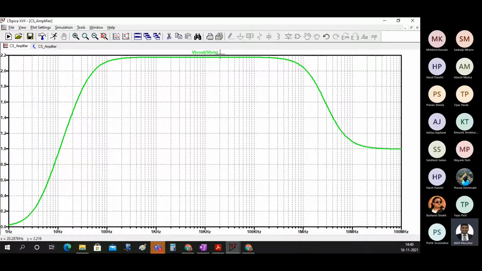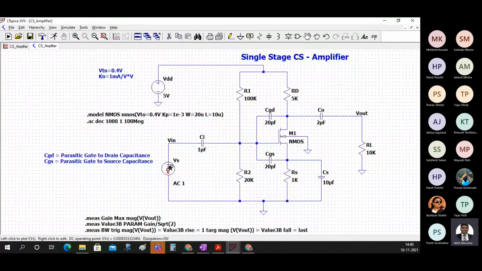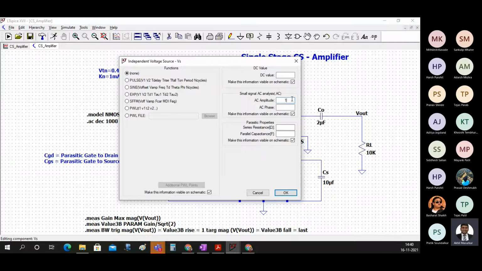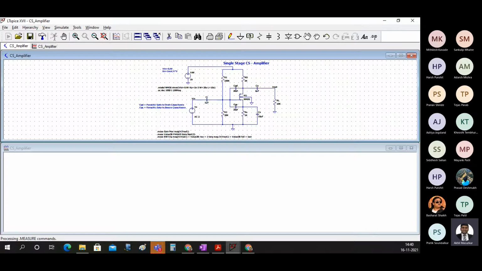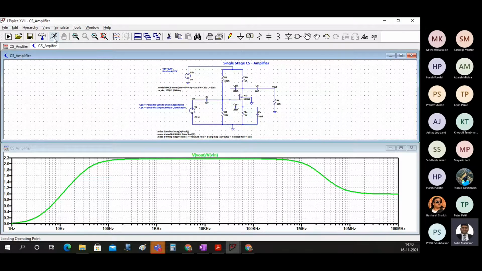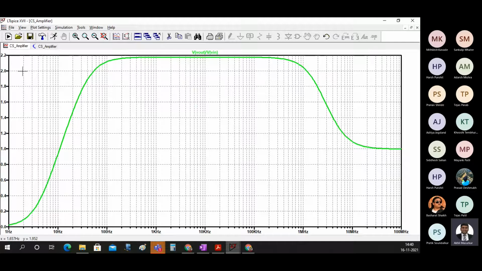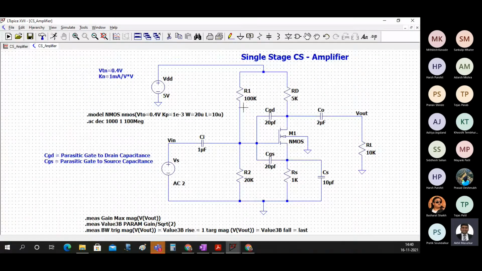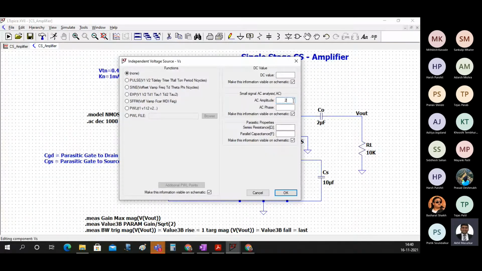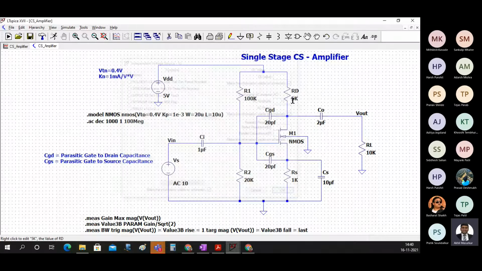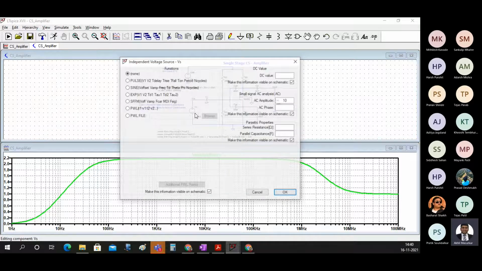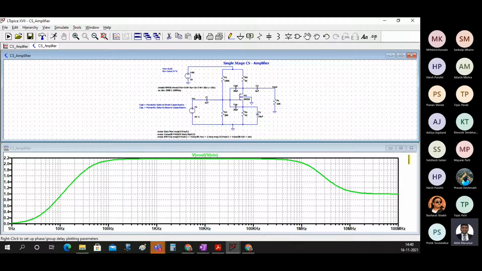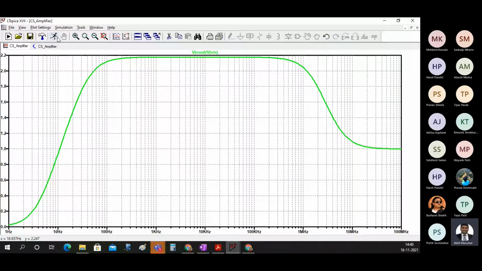Now, if you are plotting V out by V in, whatever the value of this, 2, 3, 4, 5, I'll make this 2, okay? And I simulate this. You can see it will always be 2. If I make this 10, and again plot this, again the same. So now what this value is does not matter, because you are plotting V out by V in.